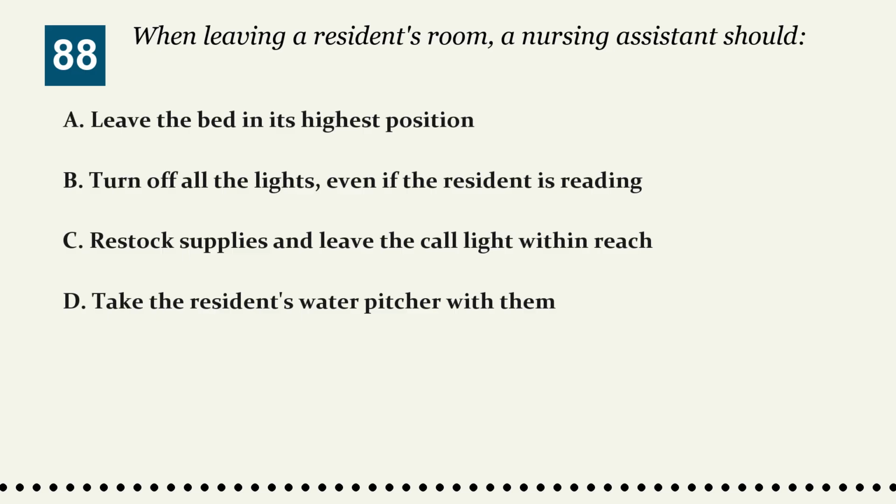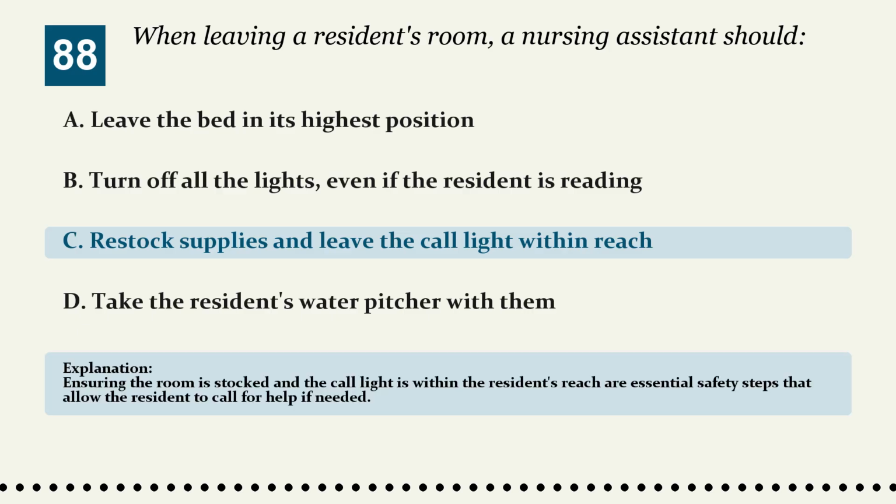Question 88. When leaving a resident's room, a nursing assistant should: Option A, leave the bed in its highest position. Option B, turn off all the lights, even if the resident is reading. Option C, restock supplies and leave the call light within reach. Option D, take the resident's water pitcher with them. The correct answer is option C, restock supplies and leave the call light within reach. Ensuring the room is stocked and the call light is within the resident's reach are essential safety steps that allow the resident to call for help if needed.